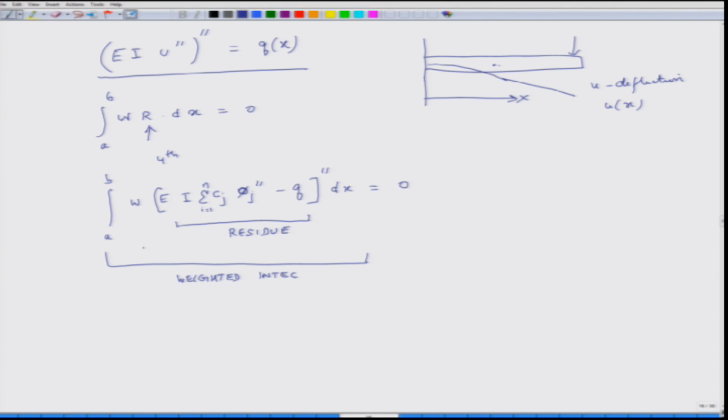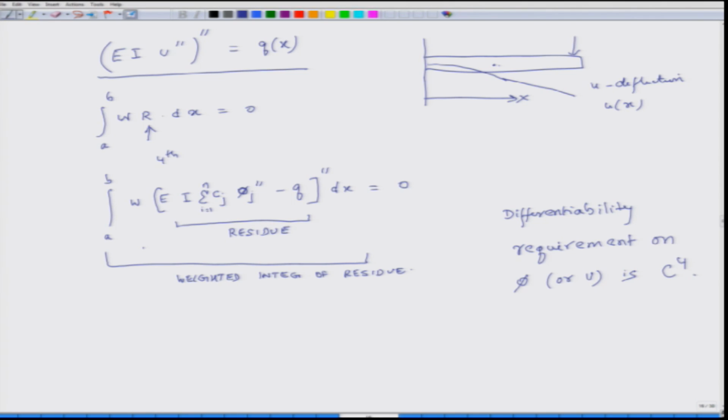So, this entire thing is weighted integral of residue. So, in this case, differentiability requirement on phi, or I can also call u, because u is a function of phi, right, is what? Fourth order, right. So, this has to be a fourth class.